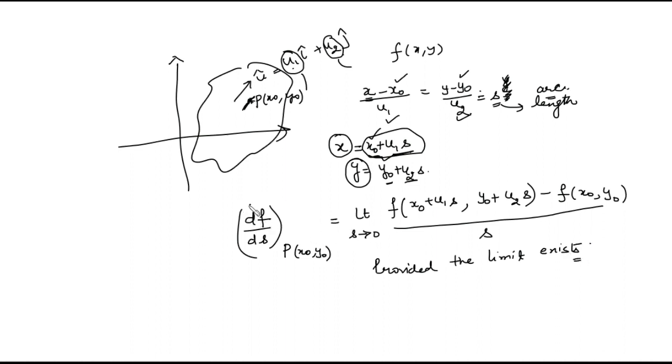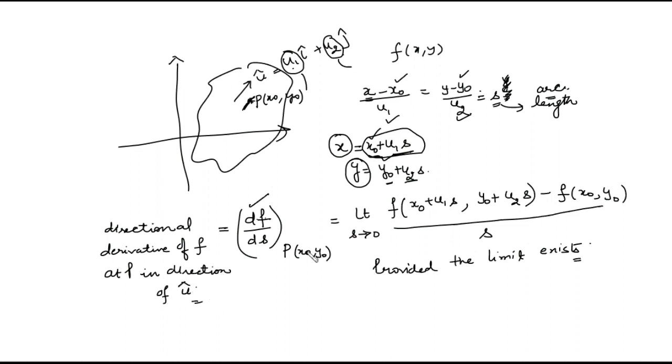Right? So this represents the derivative of the function with respect to the arc length. So whenever this s is tending to 0, we will find out the rate of change of the function at a point p in a direction of u cap. So that is the directional derivative of the function f at p in a direction of u cap. Right? So this is the derivative of the function with respect to this change s.